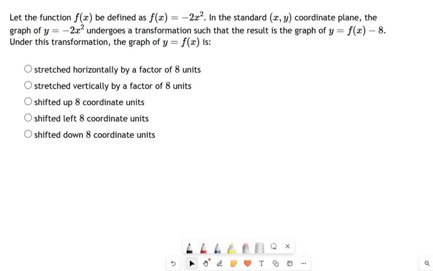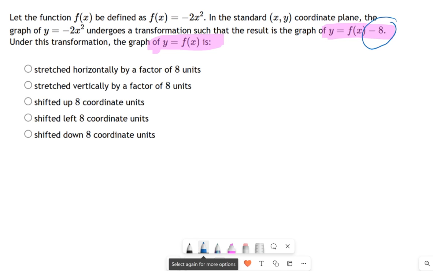One nice thing about this problem is you can ignore a lot of what's written here. The only important part is this right here, where it says the result of the graph y equals f of x minus 8 compared to y equals f of x. Okay, so what's different between the two of those? You can see they're basically the same, except what's different is this minus 8, and it's asking what's the transformation represented by that minus 8.